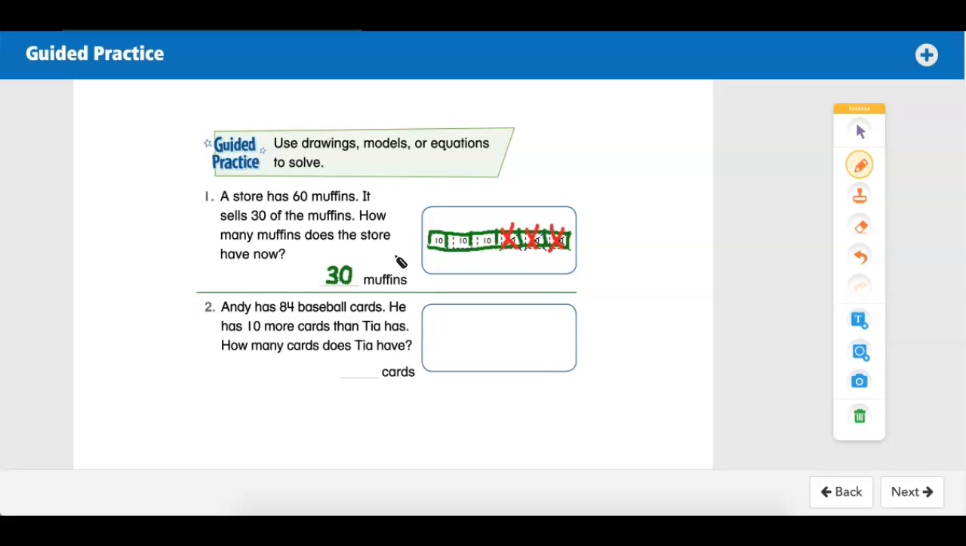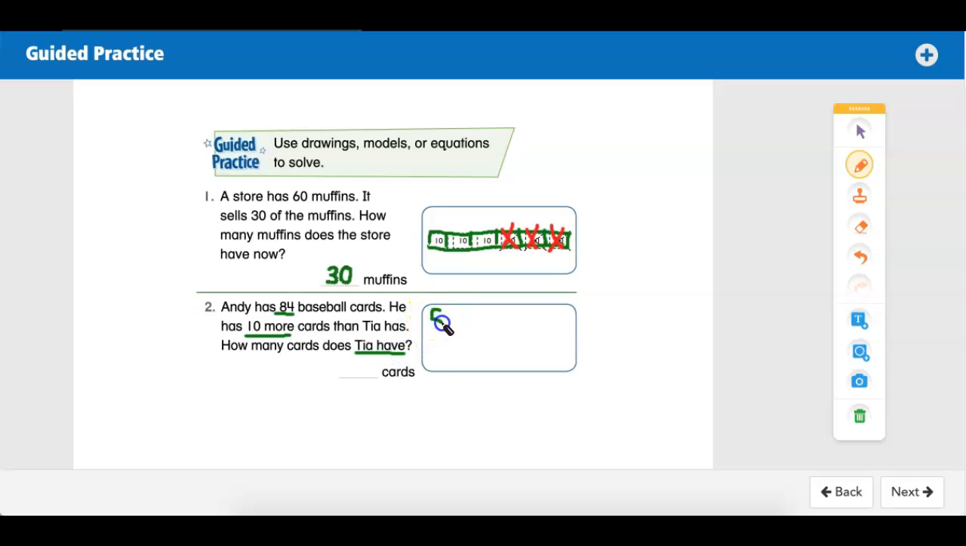Number 2 says, Andy has 84 baseball cards. He has 10 more cards than Tia has. How many cards does Tia have? I'm going to use an equation to solve for number 2. You can use any strategy you would like. If Andy has 84 baseball cards, and he has 10 more than Tia, we want to know how many does Tia have?